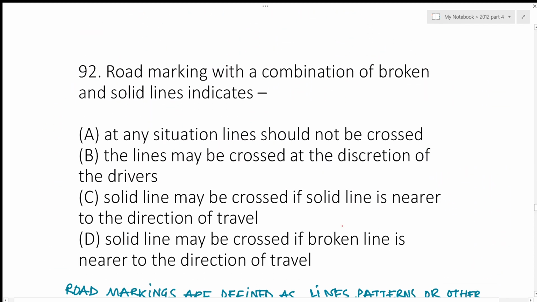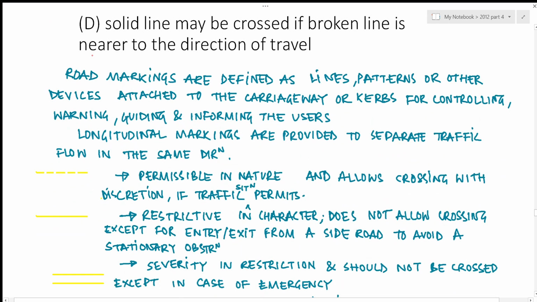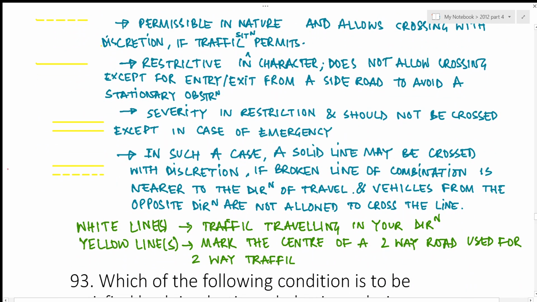Next question is, road markings with a combination of broken and solid lines indicate. Now let's look into the road markings combination, right? Now first things first, the white lines. When you are traveling in a vehicle, the white lines indicate that traffic is traveling in your direction, and the yellow lines, these mark the center line of a two-way road used for two-way traffic.